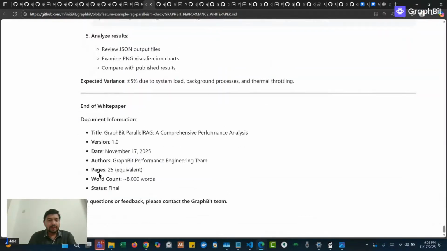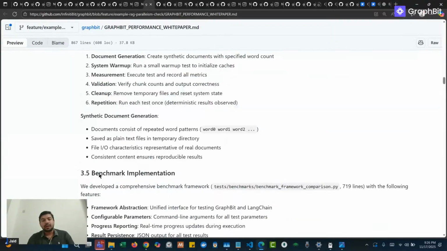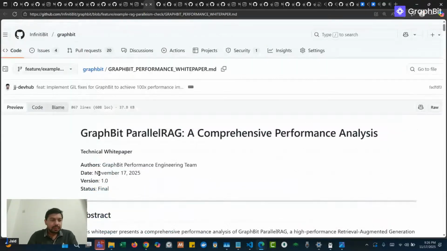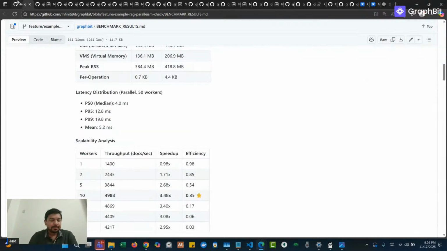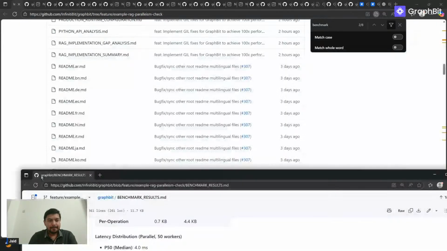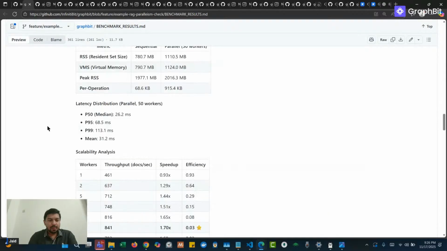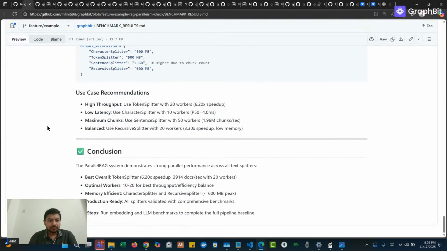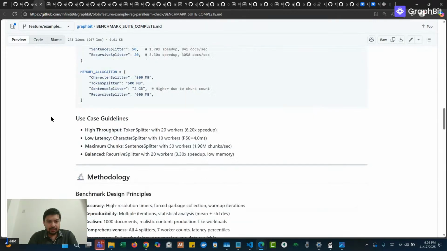So what actually makes GraphBit's performance outstanding? Let me break it down for you.